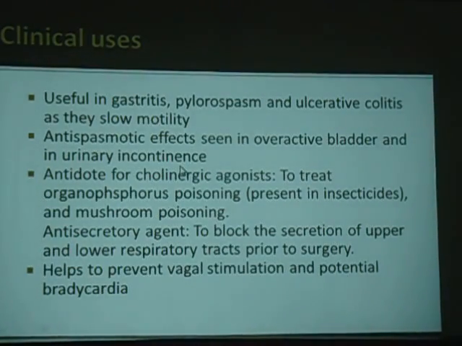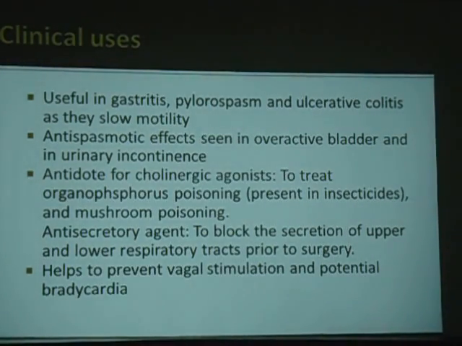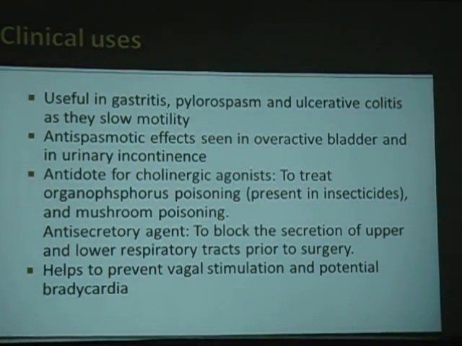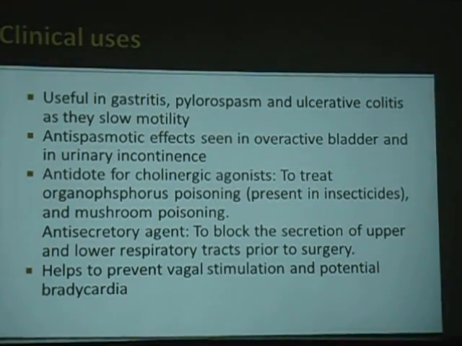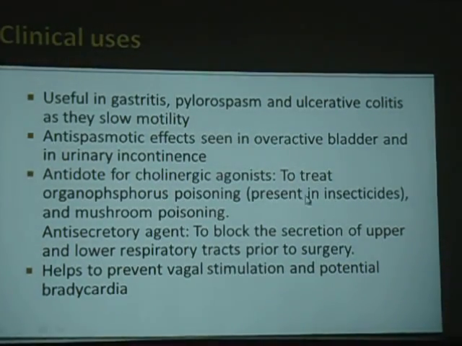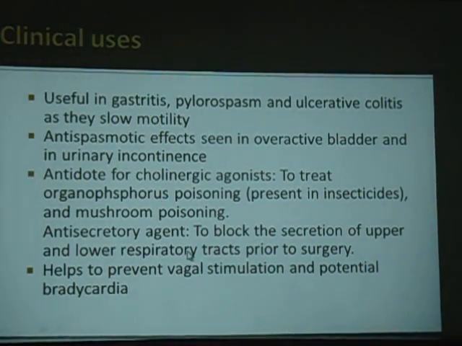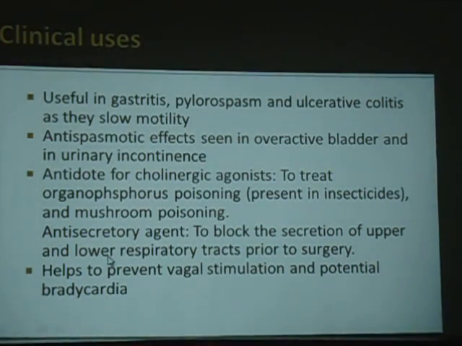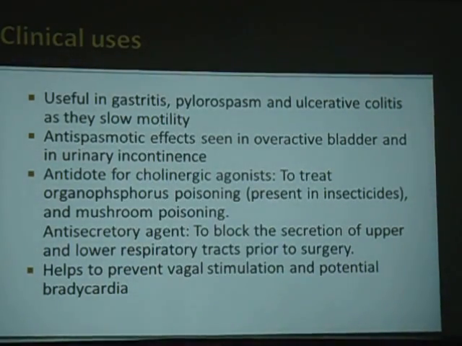Atropine is the drug of choice. How do we give atropine in these conditions? In organophosphorus poisoning, which route? We give it by intravenous route. Okay, every 10 minutes we give 2 milligrams till the signs of atropinization are there. So anti-secretory action, that is pre-operatively we are giving it. Okay, lower respiratory or upper respiratory tract, it decreases the secretion. It helps prevent vagal stimulation and potential bradycardia also.